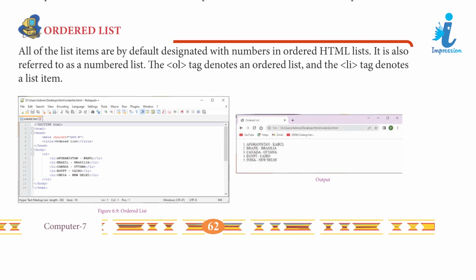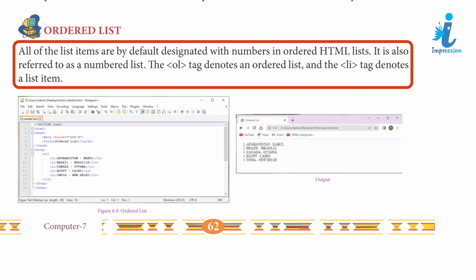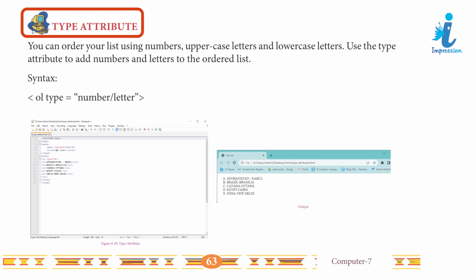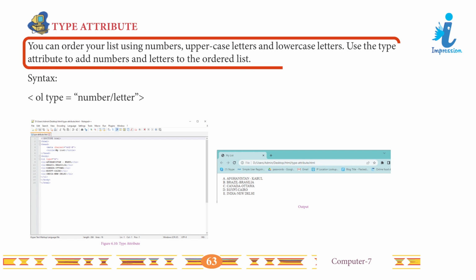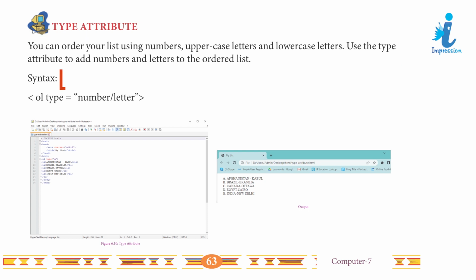Ordered list. All of the list items are by default designated with numbers in an ordered HTML list. It is also referred to as a numbered list. The OL tag denotes an ordered list and the LI tag denotes the list item. Type attribute. You can order your list using numbers, uppercase letters and lowercase letters. Use the type attribute to add numbers and letters to the ordered list. Syntax: OL type equals number/letter.